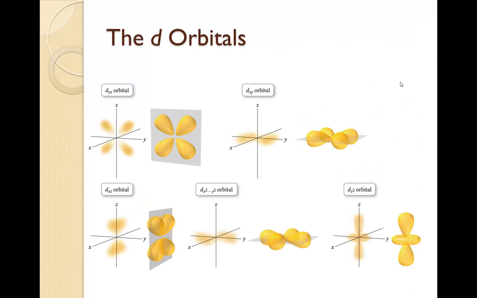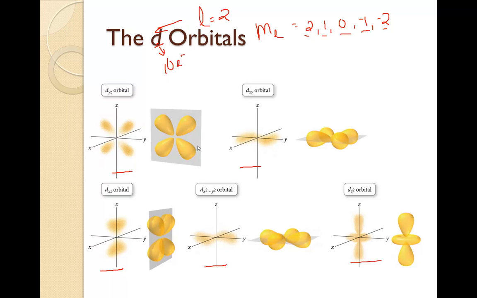And here's D. This is for L equal to 2. That means M sub L are going to be 2, 1, 0, negative 1, negative 2. Notice there's 5 numbers here. There's 5 possible orbitals. That's the correlation. Each D as a whole can have 10 electrons. Well, that's because there's 2 electrons in each one of these orbital diagrams.